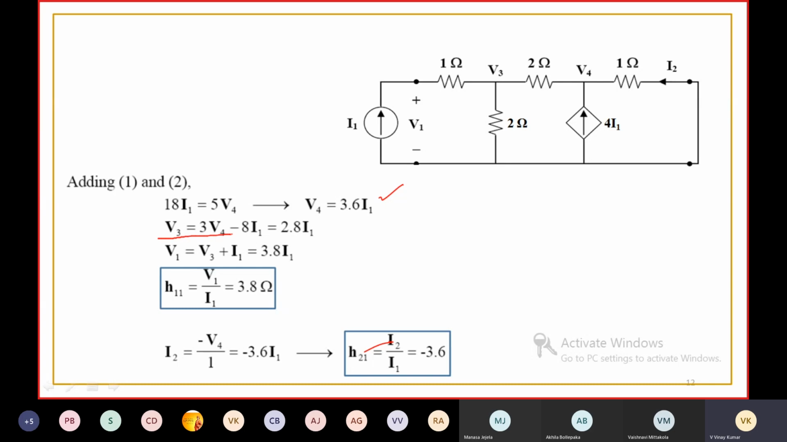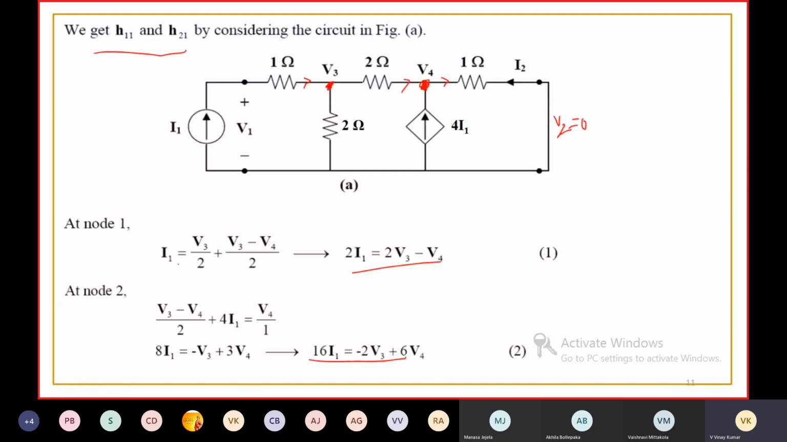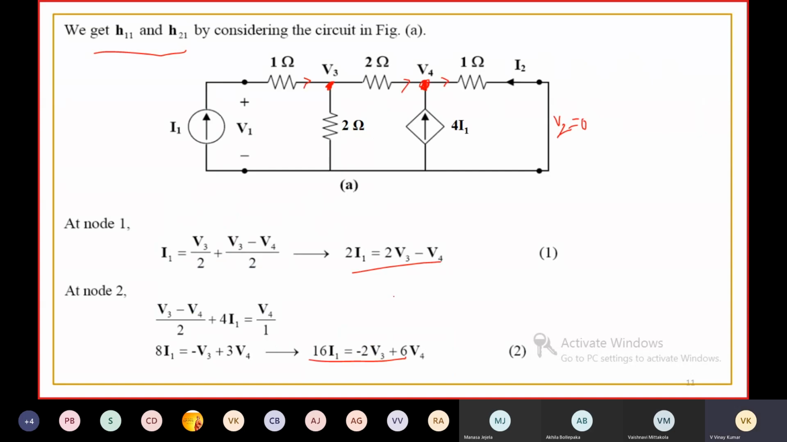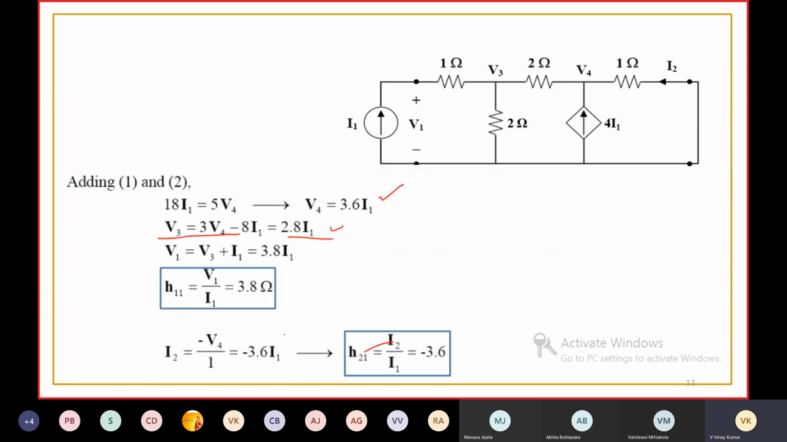Again you have V3 is equal to 3V4 minus 8I1. From this you can find this. V1 is equal to V3 plus I1. By solving these two equations, you are going to get the ratio of V1 to I1, which is equal to 3.8 ohms.